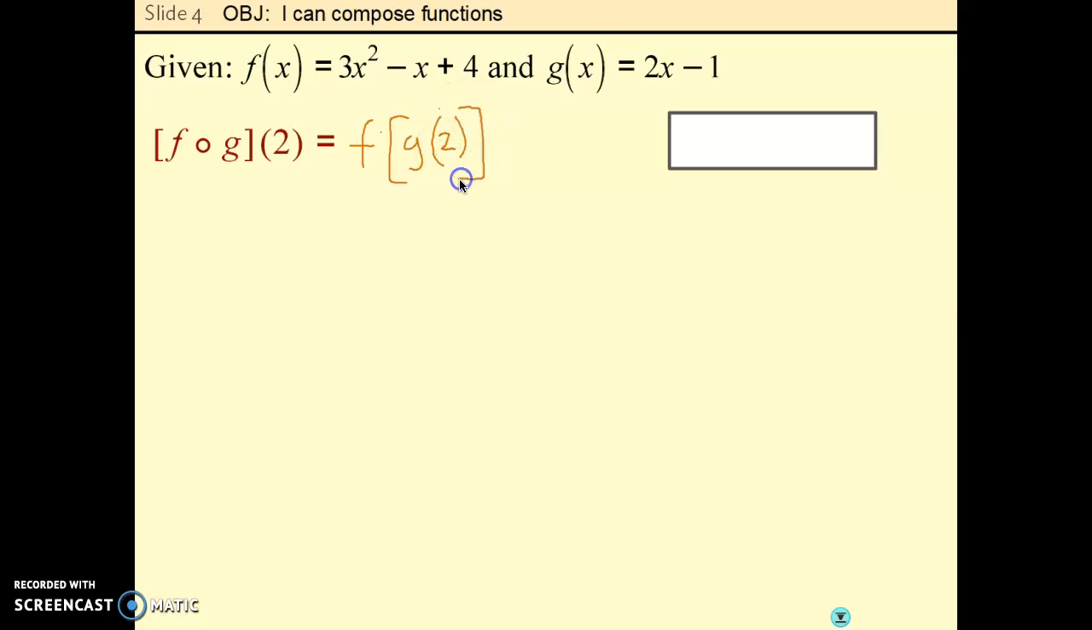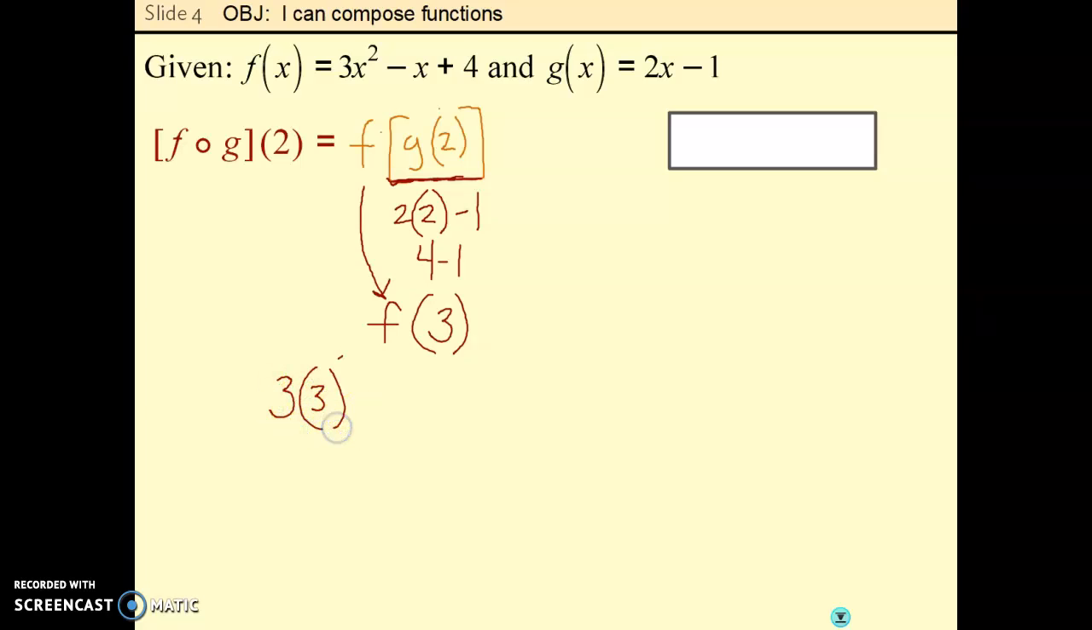And then I'm going to work from the inside out. So I'm going to plug in 2 just into the g function. The g rule says to take 2 times the number minus 1. So that gives me 4 minus 1, that gives me 3. That's my output from plugging 2 into g, but now I have to use that and plug it into the f function. So the f function is to take 3 times the number, so 3 times 3 squared minus 3 plus 4.